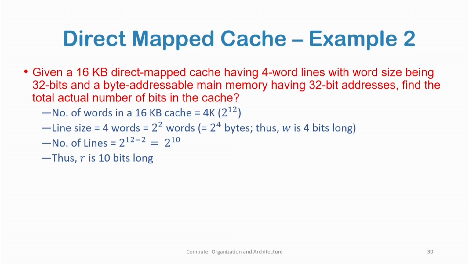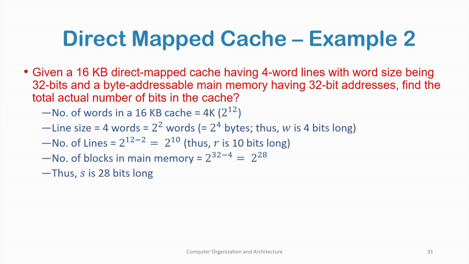So, the number of lines in the cache is given by the total number of words divided by the number of words in each line. Therefore, it equals 2 to the power 12 divided by 2 to the power 2, which equals 2 to the power 10. So, in our case we need 10 bits to address each line in the cache.